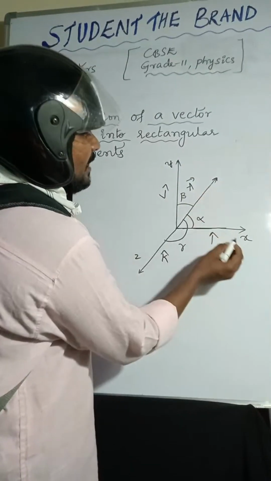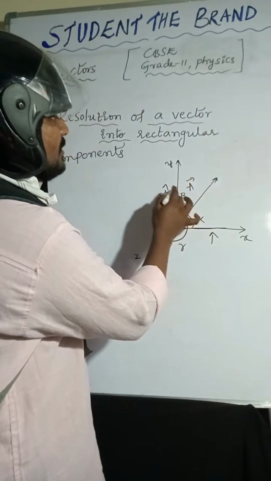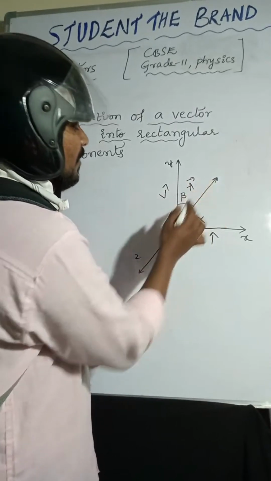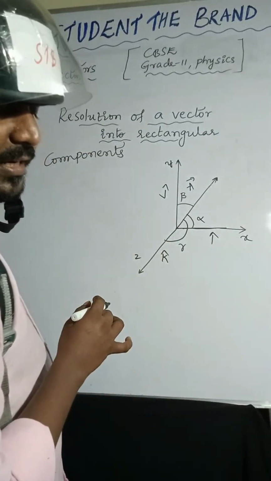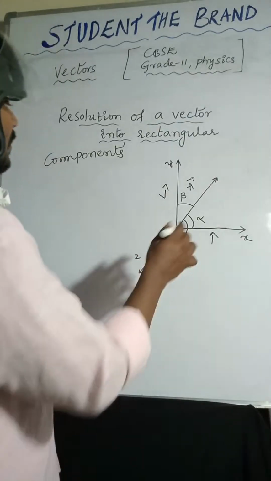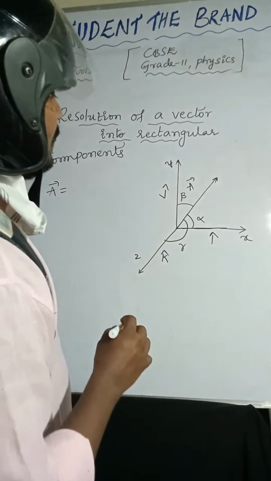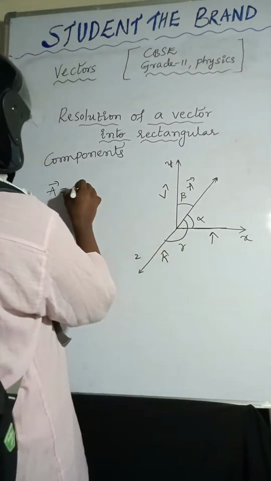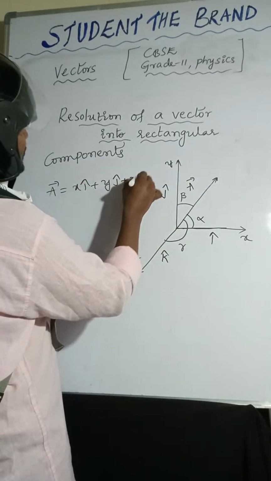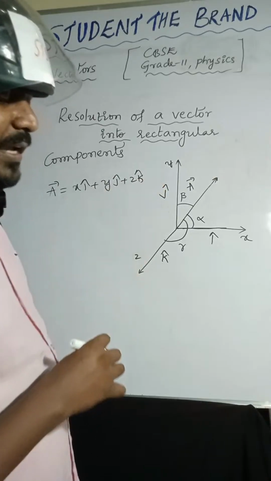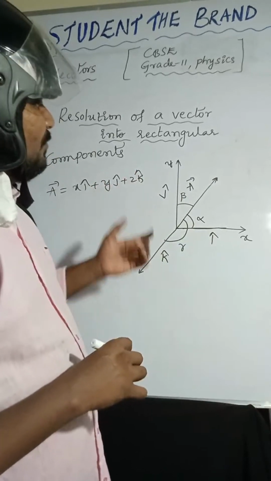So A bar makes angle alpha with the x-axis, beta with the y-axis, and gamma with the z-axis. Now I am considering A bar equal to x i cap plus y j cap plus z k cap, with the components.